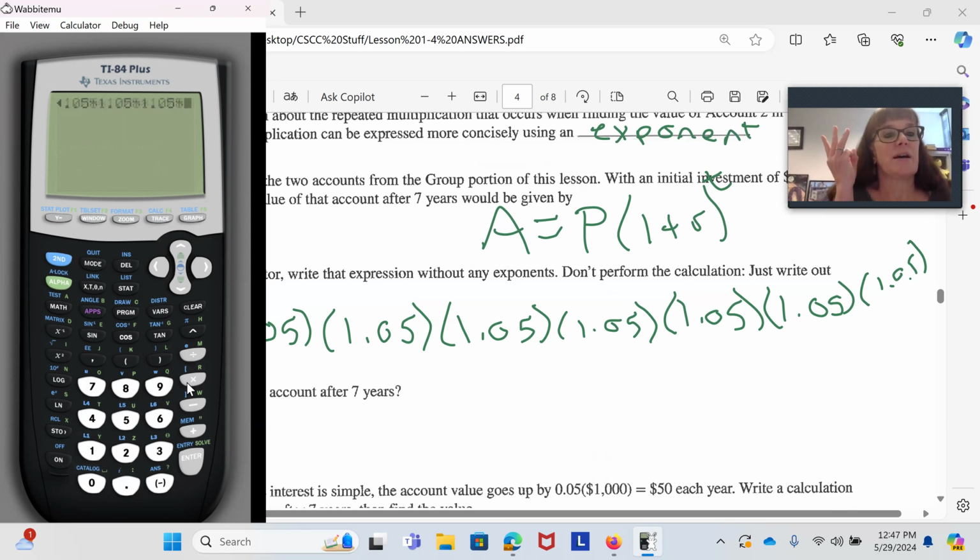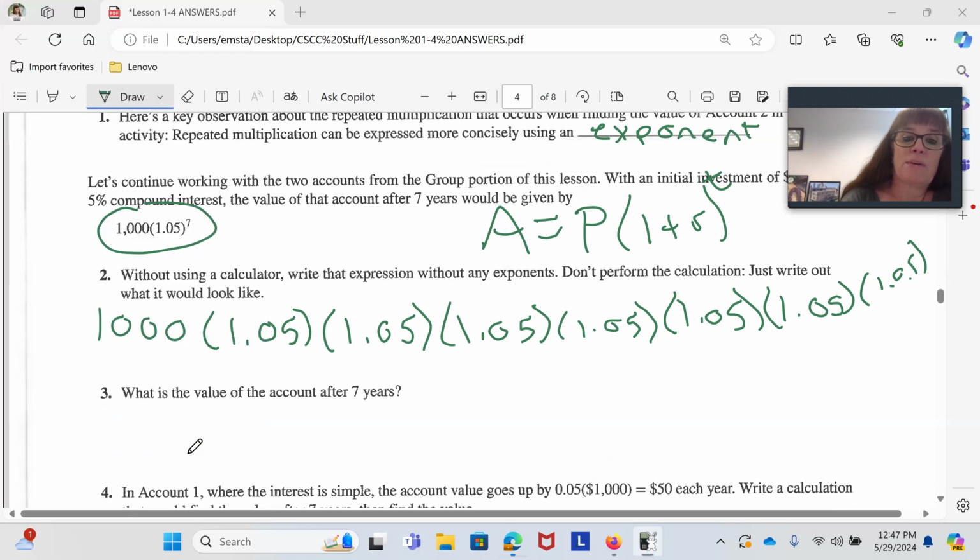That's 3 times 1.05 times 1.05 times 1.05 times 1.05. So that should be 7 times. And I get an answer of 1,407 and 10 cents. So we did it the long way, but we got there. $1,407.10.